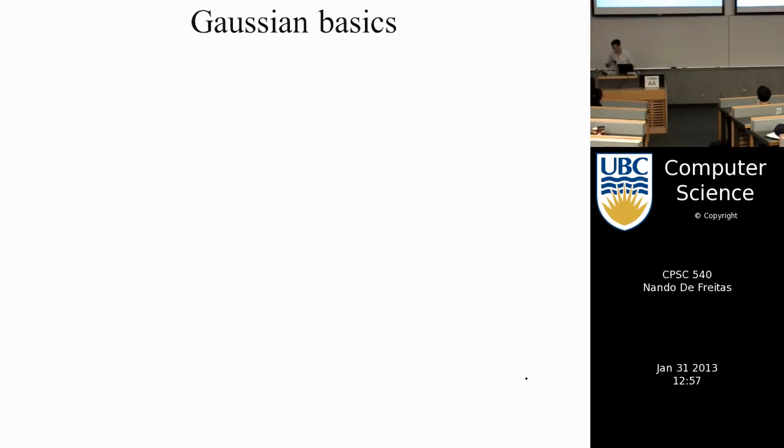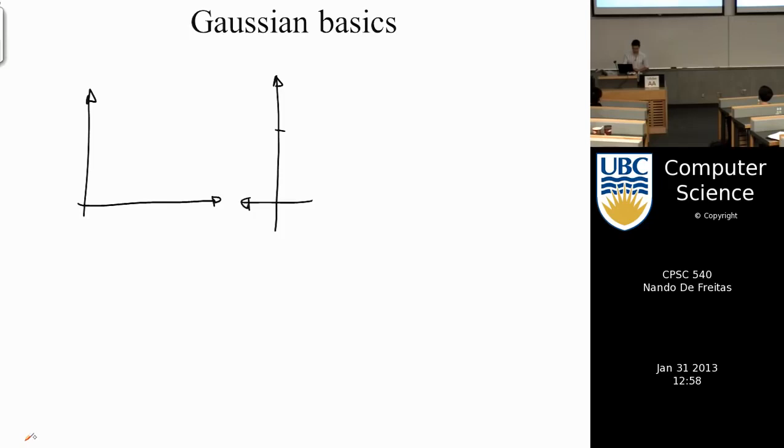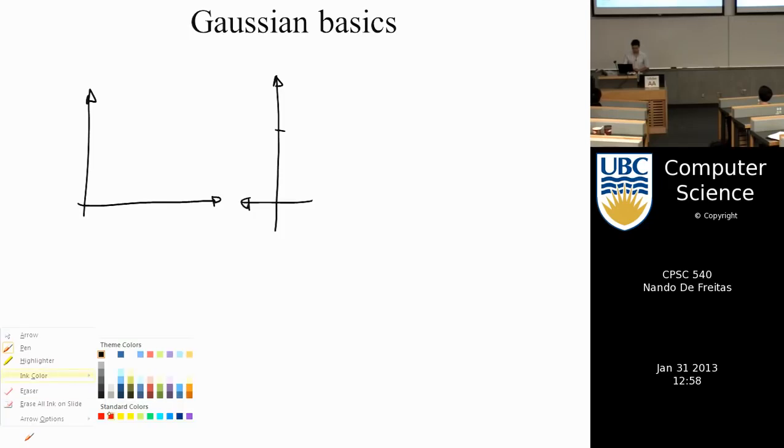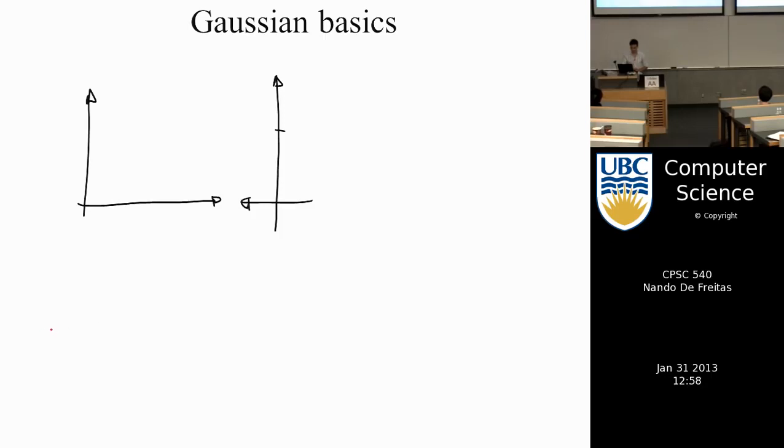Okay. One more background thing about Gaussians. And this I've gone quickly over before in the course, but I think it's worth spending a bit more time on it. I'm going to do the following thing. I'm going to assume that we have a Gaussian distribution that we want to sample from.